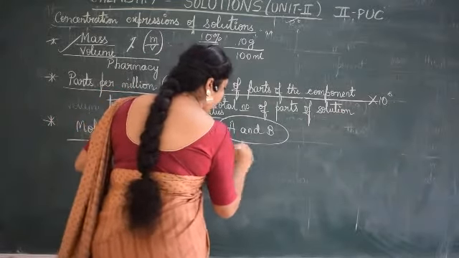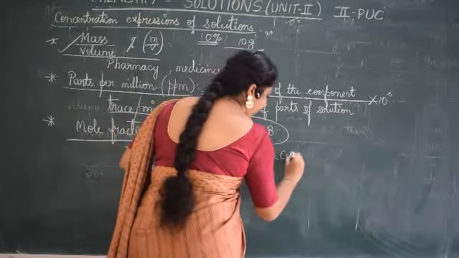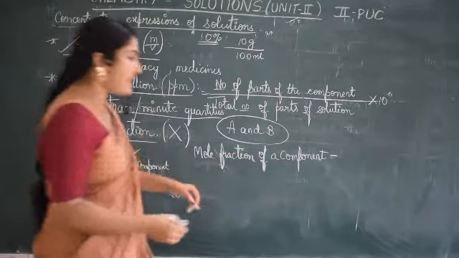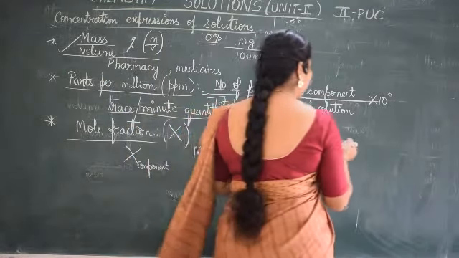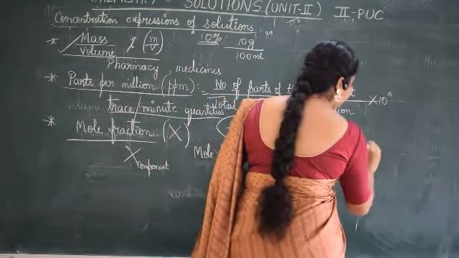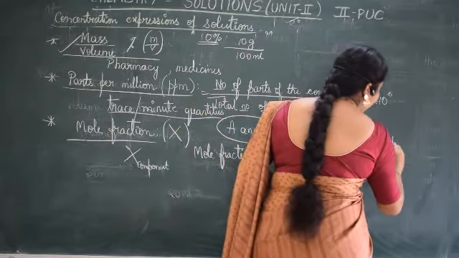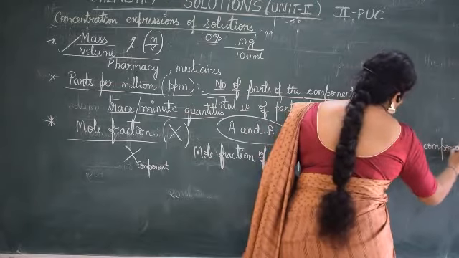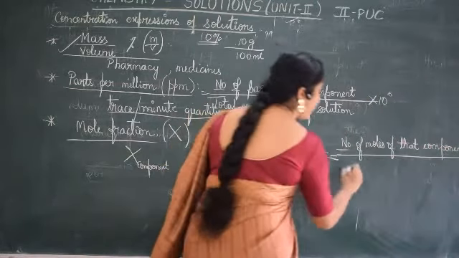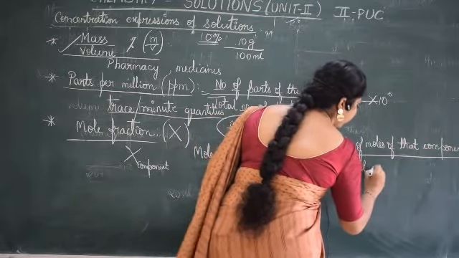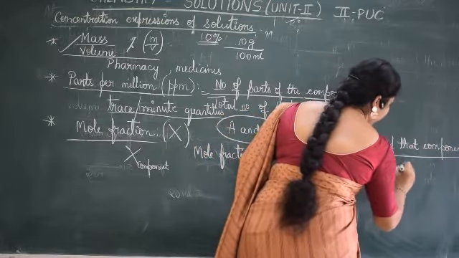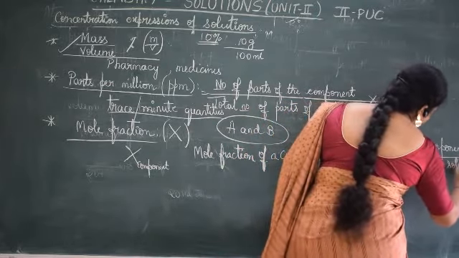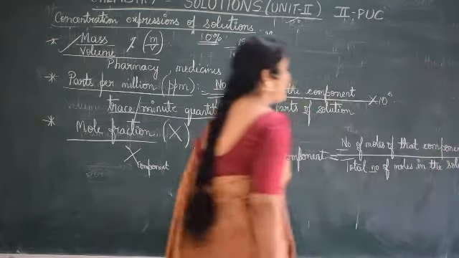Mole fraction of a component is defined as number of moles of that component divided by total number of moles in the solution. This gives you mole fraction.